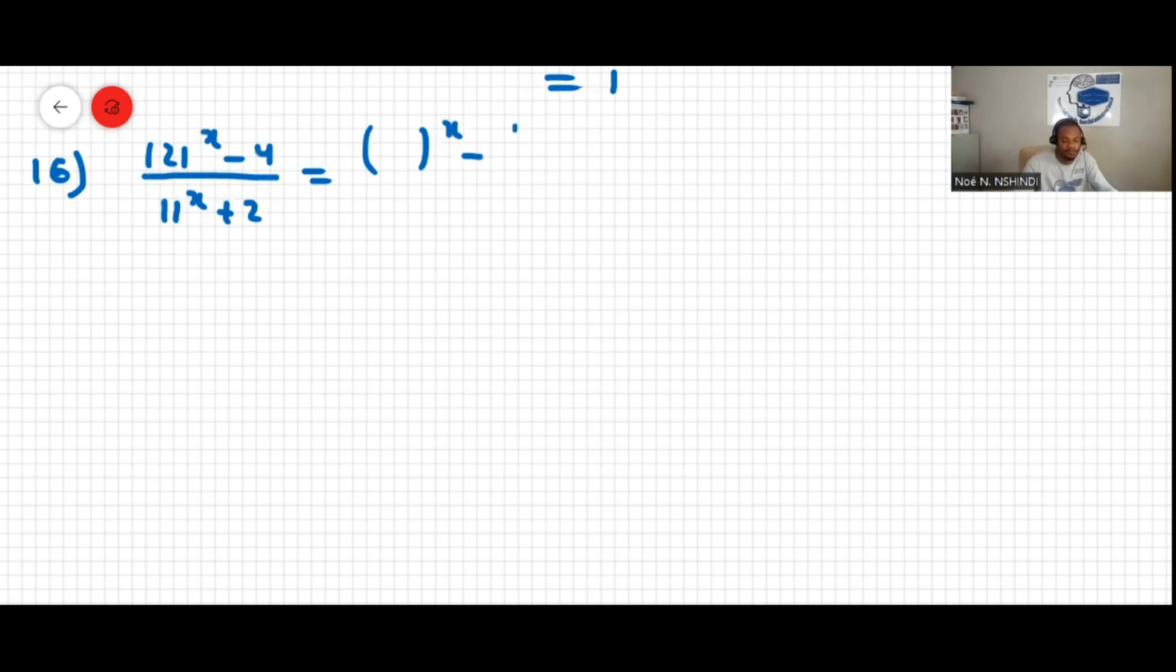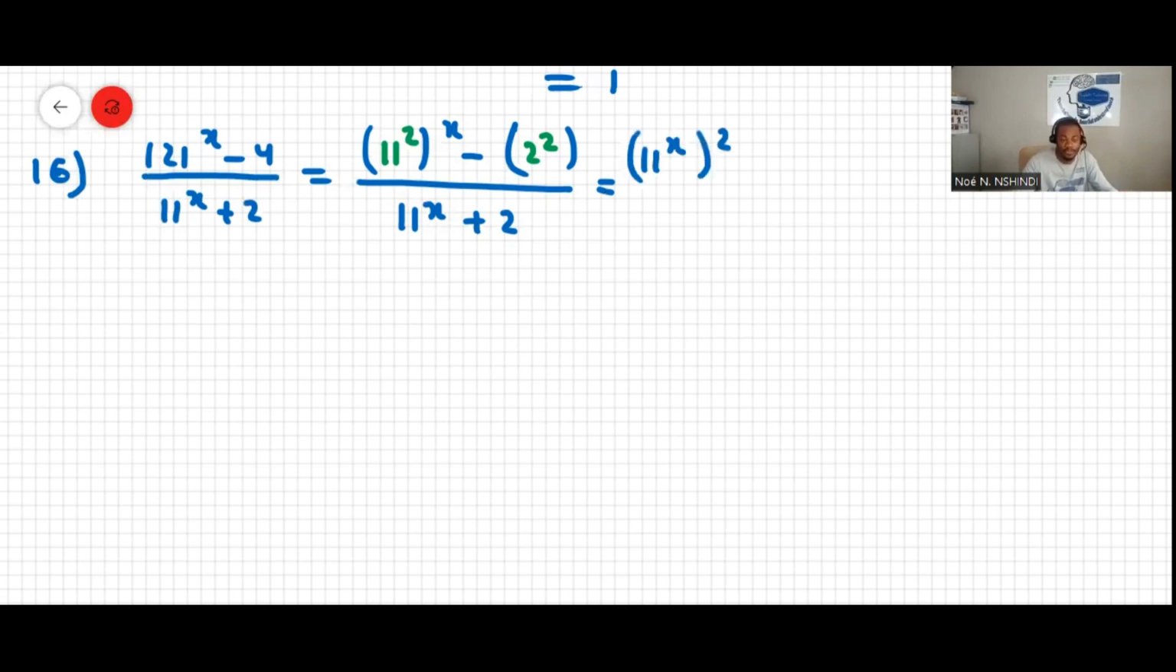So is 4. 121, a square number, is the square of 11, so I can write here 11 squared, and then there is also 2 squared. So we can do something here. I want to switch the powers x and 2. This will be 11 to the x, to the power of 2, like that, minus 2 squared, all over 11 to the x plus 2.